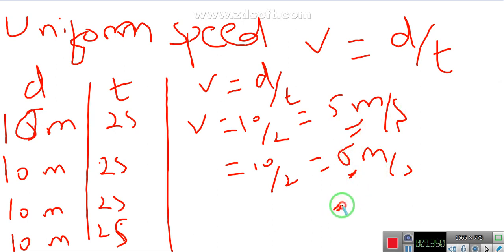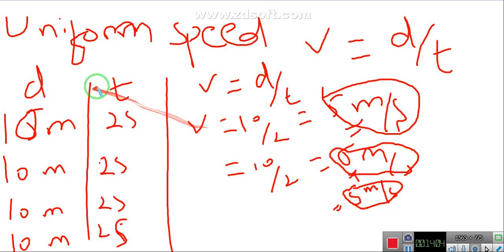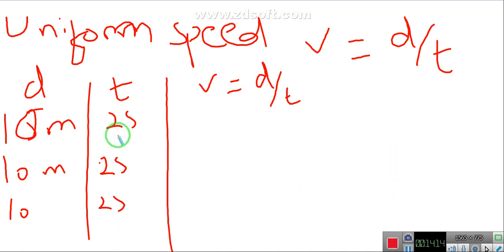Now again it will be 5 meter per second. So when your result is constant, it means your speed is uniform. So what is uniform speed? The object will cover equal distances in equal intervals of time. This is called uniform speed. So this was about the speed. Now coming back to the lecture.